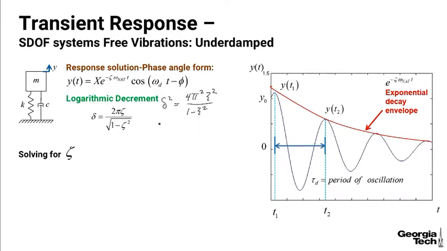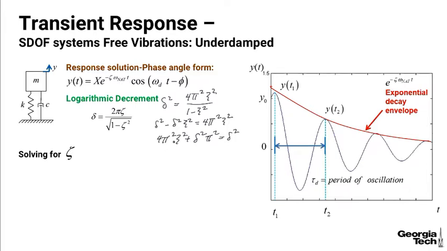Let's multiply the 1 minus zeta squared on both sides, so I get delta squared minus delta squared zeta squared equals 4 pi squared zeta squared. Let's carry those zeta squareds on the same side, so I'm going to get 4 pi squared zeta squared plus delta squared zeta squared equals delta squared.